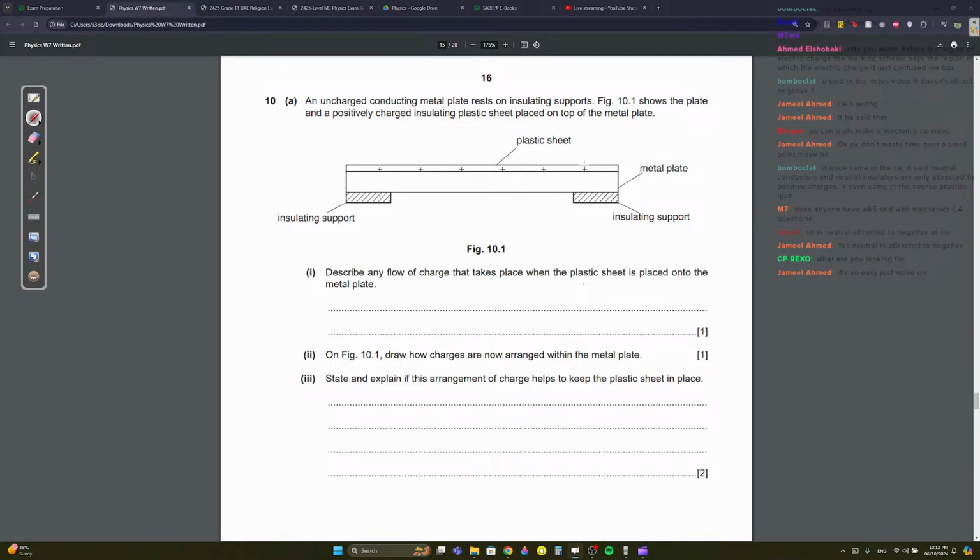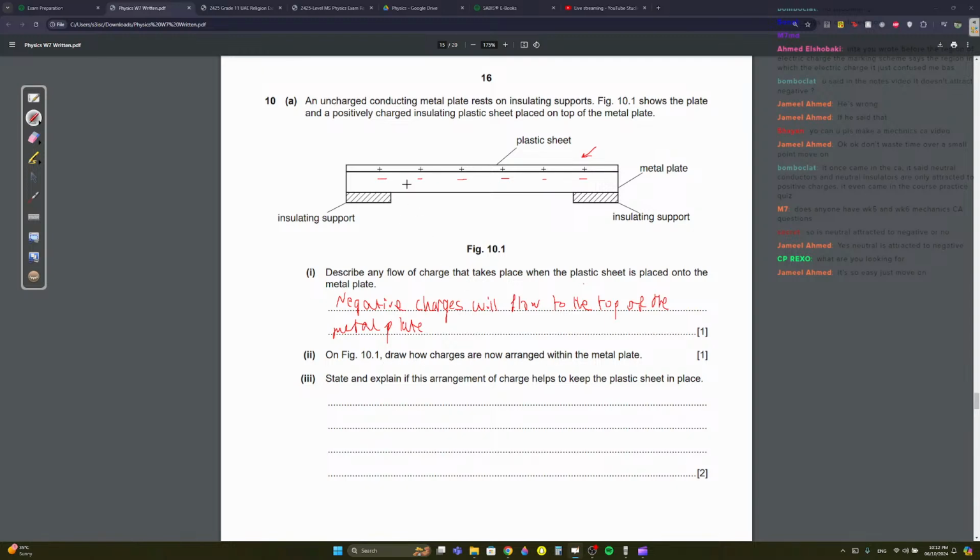Okay, yeah, makes sense. Like I just explained, whenever you bring a positive object near to an uncharged neutral object, the positive object will attract negative charges up, right? It's going to attract negative charges. So negative charges will flow to the top of the metal plate. On the figure, draw how charges are now arranged within the metal plate.